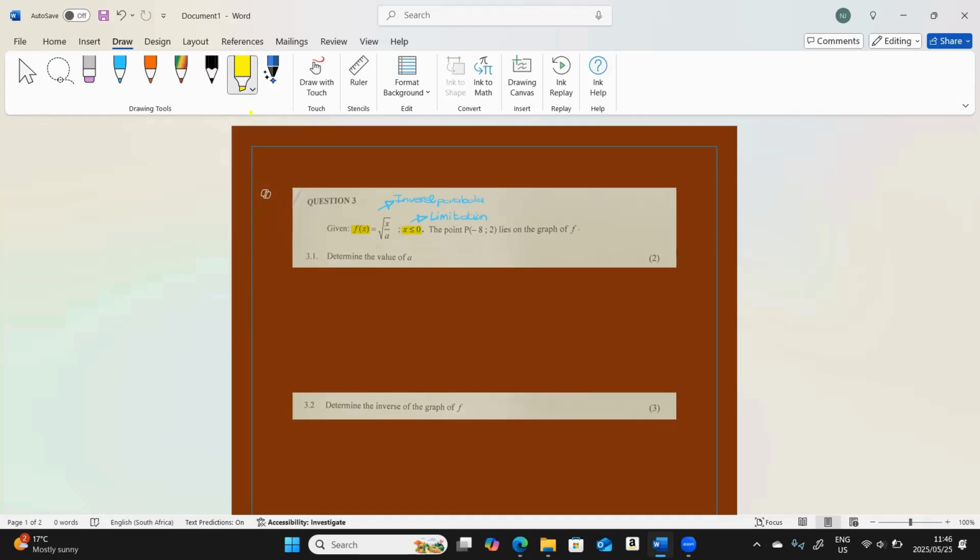So we have our function, which is the inverse of the parabola, and we also have our limitation, and we understand why we have this limitation. It's all because of the square root. It's under the square root, and we cannot have a negative answer underneath the square root. Then they say the point P(-8; 2) lies on F. So they give us a point on the function F, and that helps a lot. That's our information for question number 3, and now we are going to answer the questions.